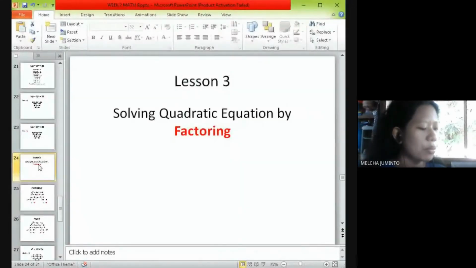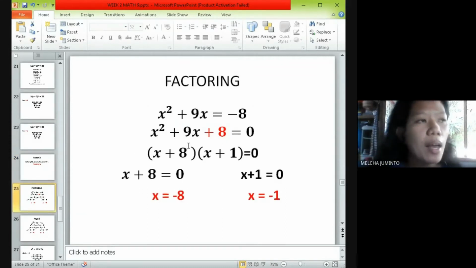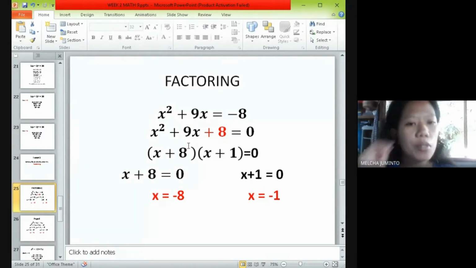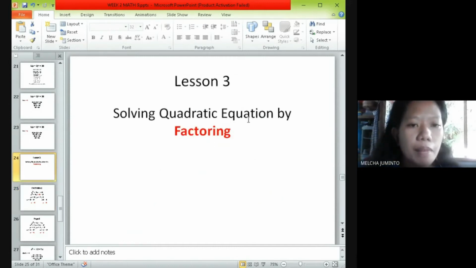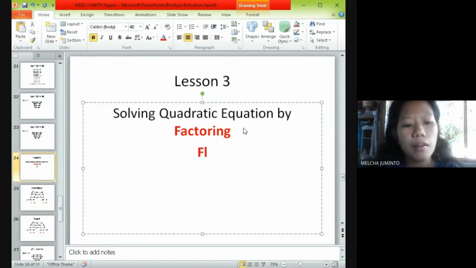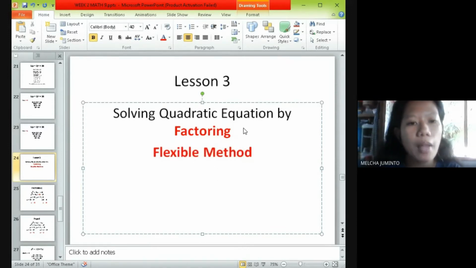To find the solutions, we can use factoring. You can now open your book to page 27. When you say factoring, you need to apply the lesson in grade 8, factoring trinomials specifically. This method is one of the most flexible, along with the formula, because it can be used in a variety of problems.